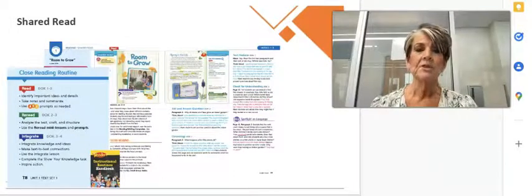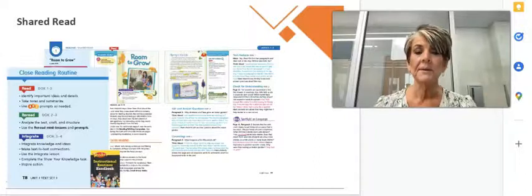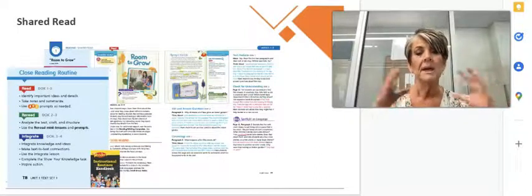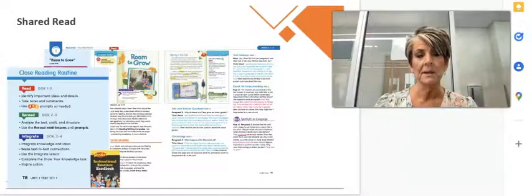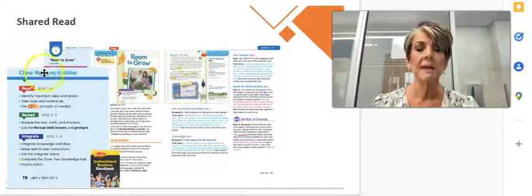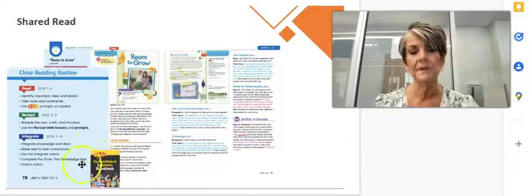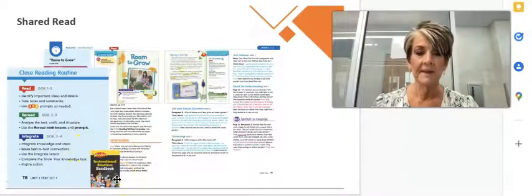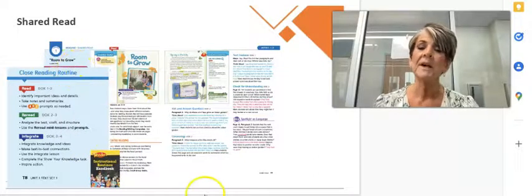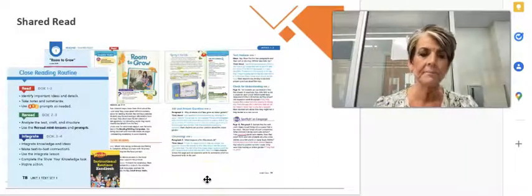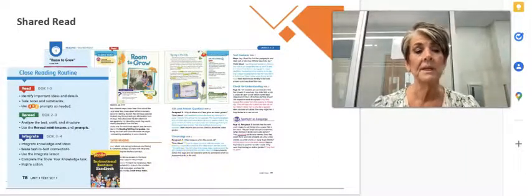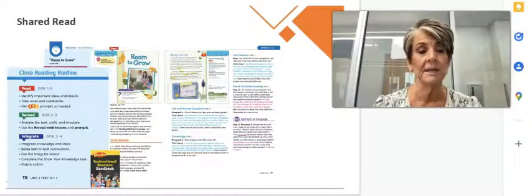So the next portion of lesson 1 is the shared read. You've set the purpose and done a think aloud, and now you're ready to launch into what students will do with the text. This has the close reading routine, and if you need to know more about it, remember you can find that in the Instructional Routines Handbook. You can also find it in our map under manuals.canyonsdistrict.org, where CSD has outlined what close reading is.